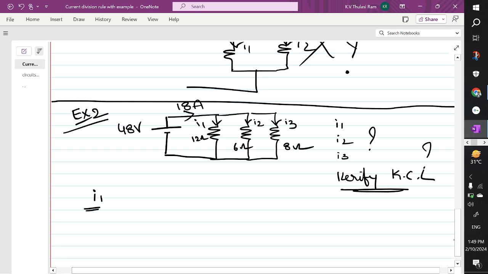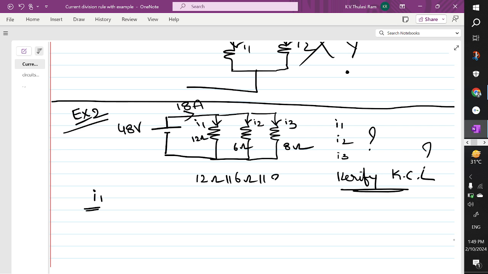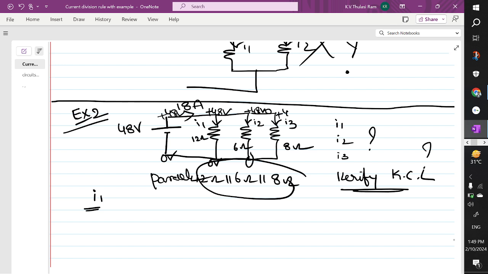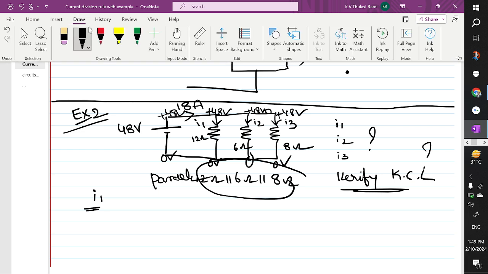How to find the current I1? Here you can see that 12 ohms, 6 ohms and 8 ohms are connected in parallel. All three resistors are connected in parallel. What is the voltage at this point? 48 volts, 0 volts. What is the voltage at this point? 48 volts, 0 volts. The same at every branch. Now let us try to solve it.